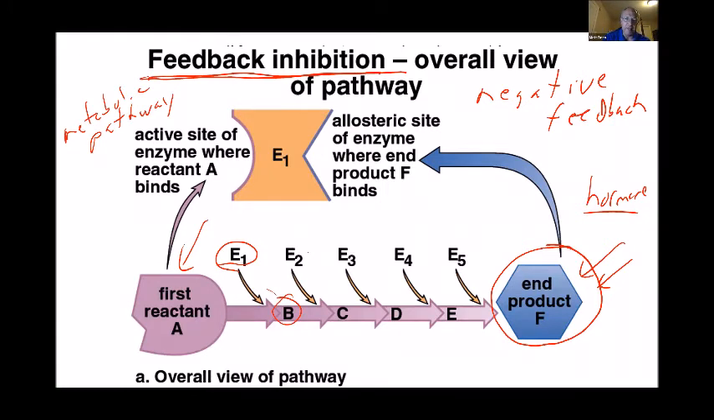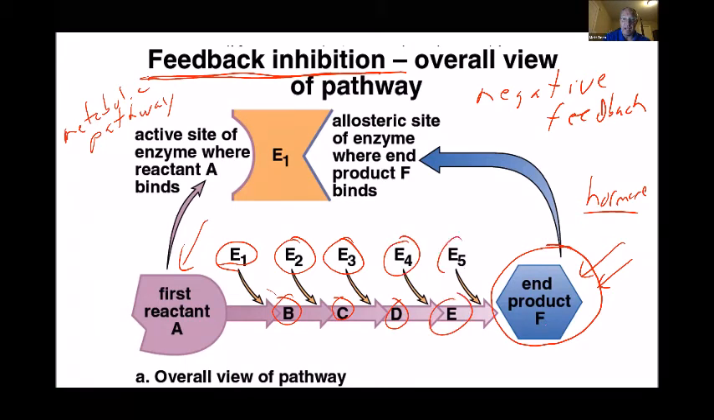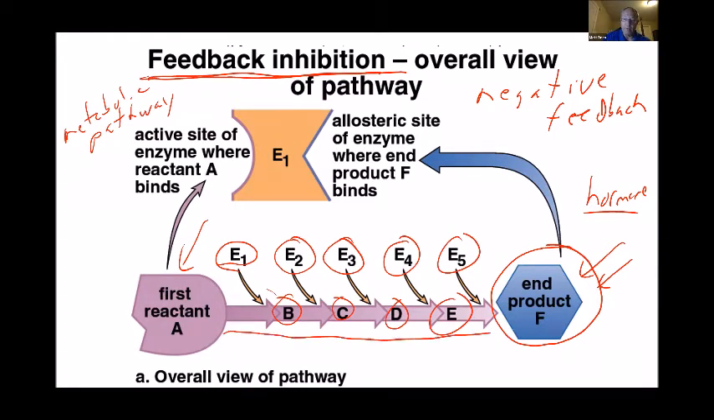Well, a second enzyme comes in and catalyzes a reaction that converts substance B to C. A third enzyme comes in and converts substance C to D. A fourth enzyme comes in and converts D to E. And finally, a fifth enzyme comes in and converts E to what we're trying to make. So each one of these steps is crucial for making this end product. And each one of these substances that are made between the initial reactant and the final product, they're called intermediates.